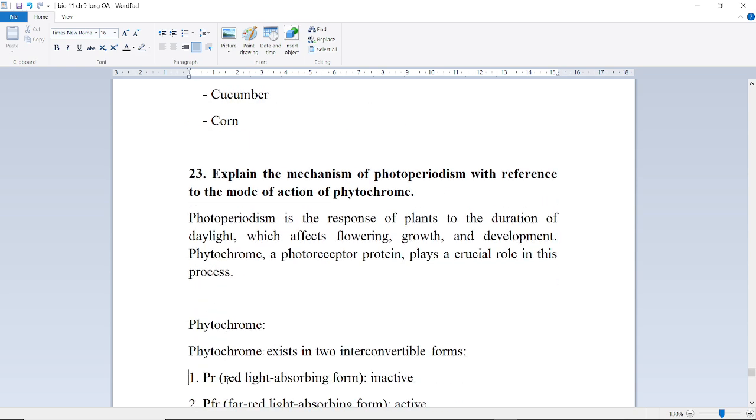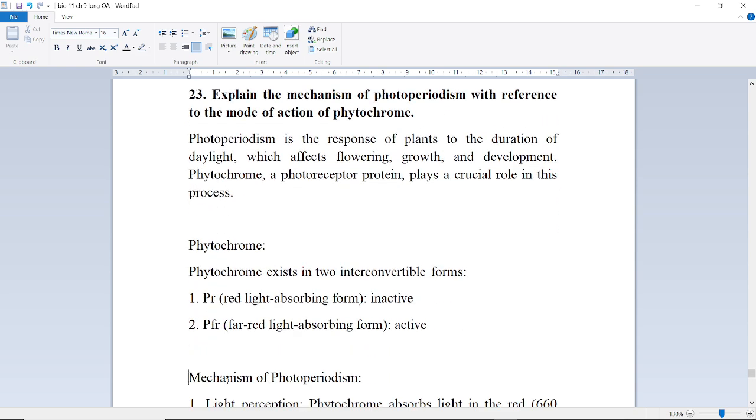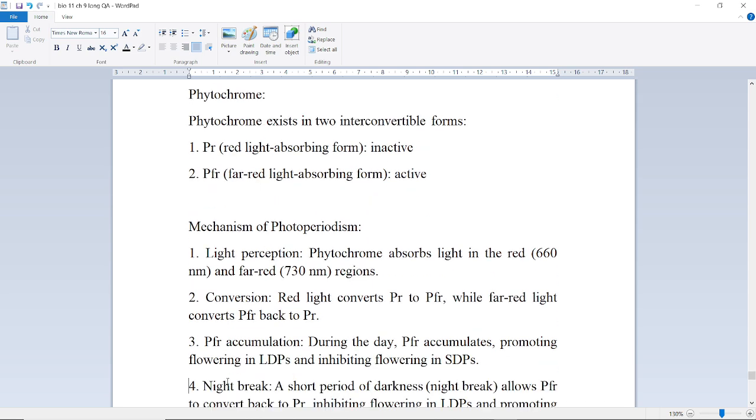Next question is, explain the mechanism of photoperiodism with reference to the mode of action of phytochrome. Photoperiodism is the response of plants to the duration of daylight, which affects flowering, growth, and development. Phytochrome, a photoreceptor protein, plays a crucial role in this process. Phytochrome exists in two interconvertible forms: Pr, the red light absorbing form, which is inactive, and Pfr, the far red light absorbing form, which is active.